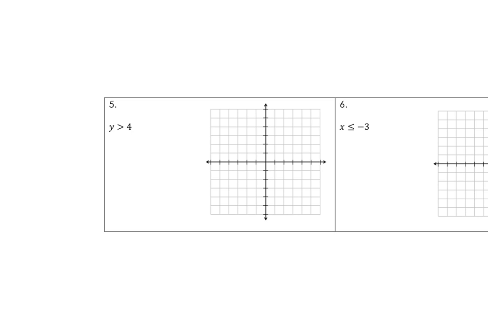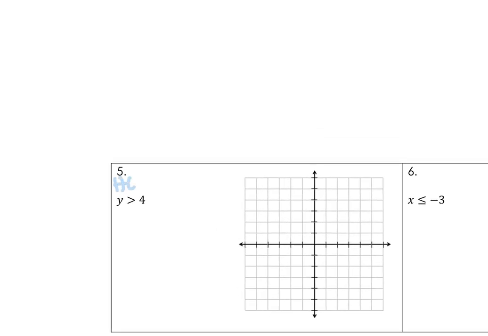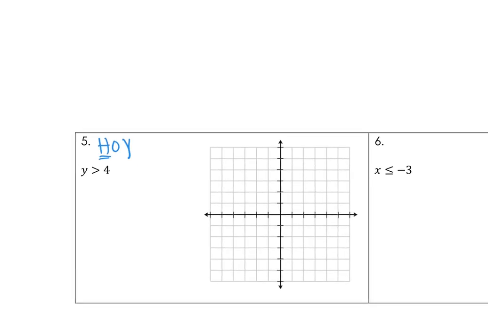Y is greater than 4. We only have one variable in this problem, just y. It's not like y equals 4x. It's just y. So when I just have a y, what kind of line is that? Horizontal. Very good. Remember that hoi vux. Anytime you just see one variable, you have to remember that hoi vux. So since we have the y equals, that's going to be horizontal. It's a horizontal line that goes through the y-axis at 4.